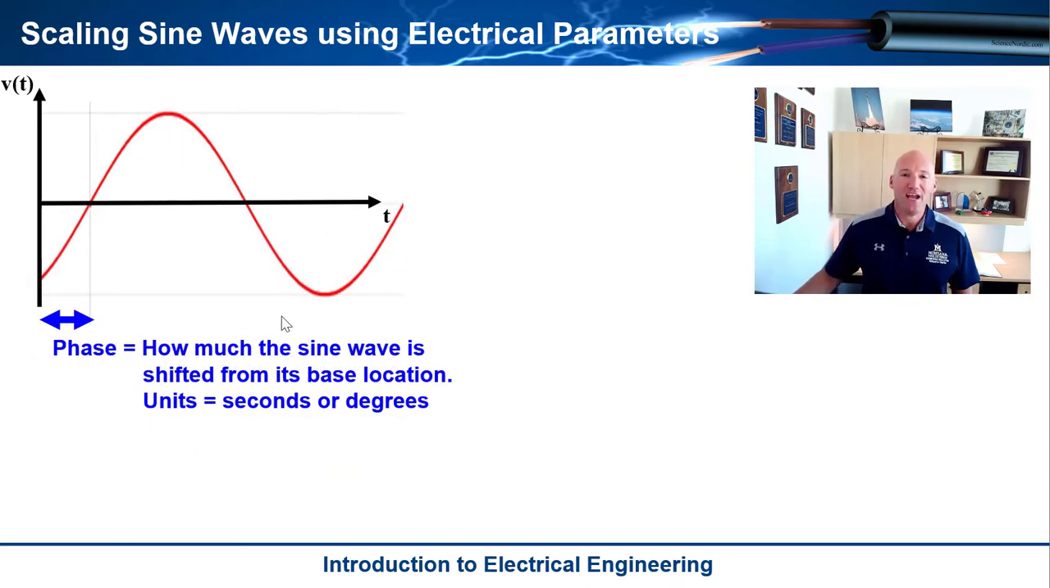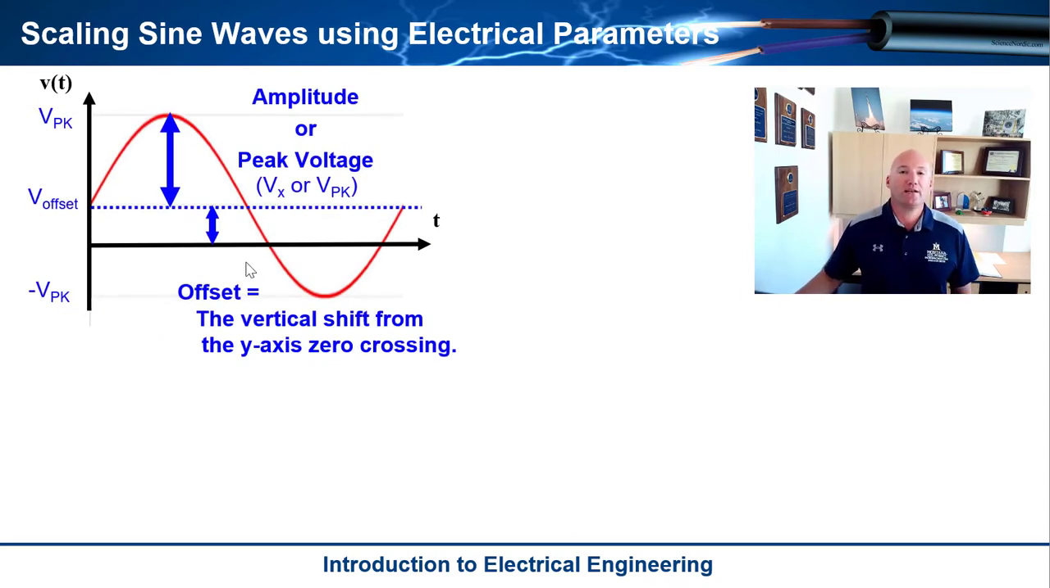And then, of course, we have phase, which represents how much the sine wave is shifted from t equals 0, okay, from its base location. And we'll talk about phase in a variety of ways, but it can shift left, it can shift right, but it's with respect to time. So how much time is it shifting left or right?